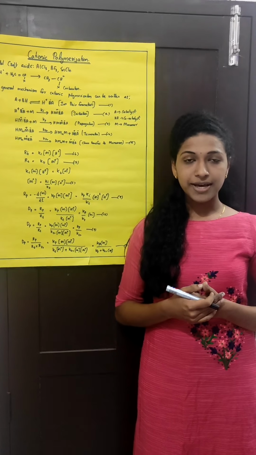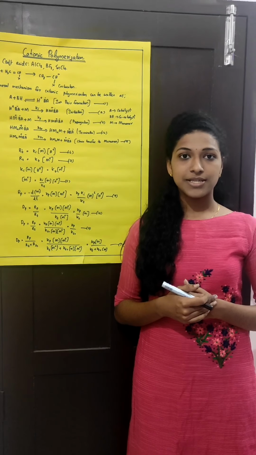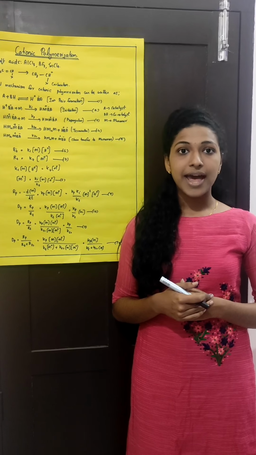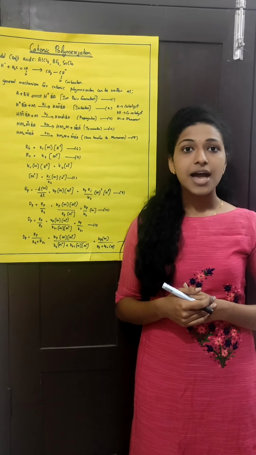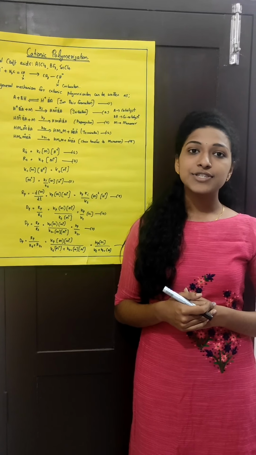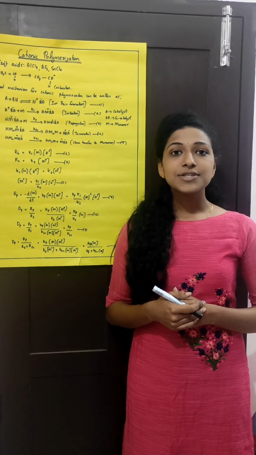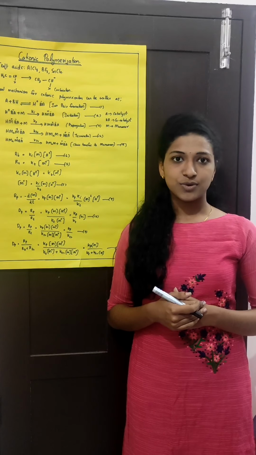I am going to take the topic kinetics of cationic polymerization and anionic polymerization. We know ionic polymerization depends upon the active centers which are generated on the monomers. Ionic polymerization is classified into cationic polymerization and anionic polymerization. Cationic polymerization is one in which the active centers are carbocations.